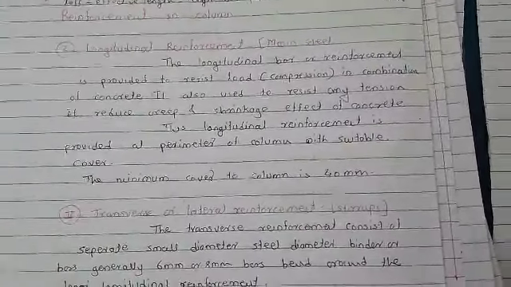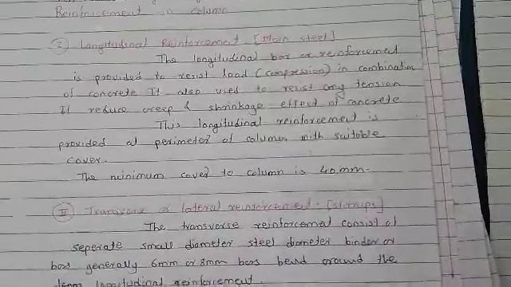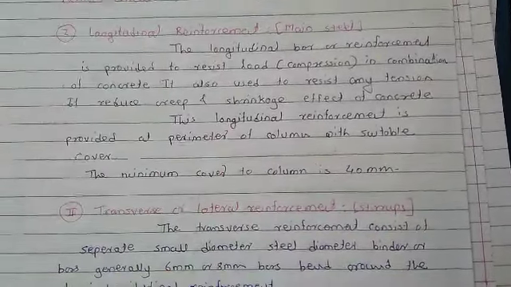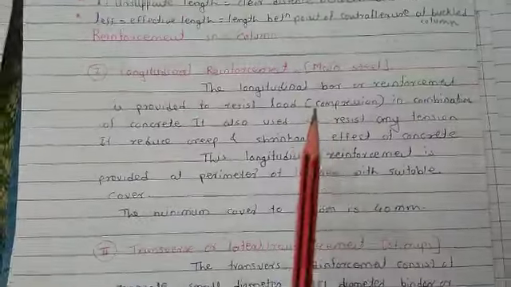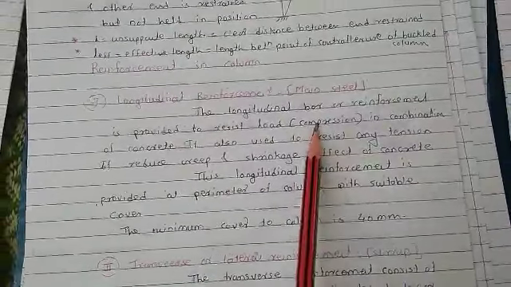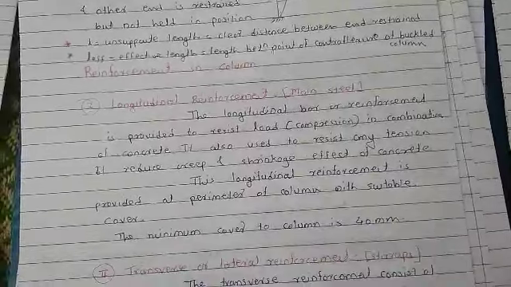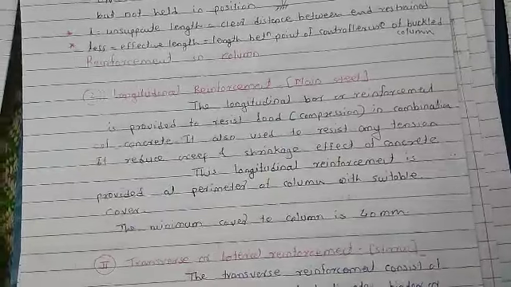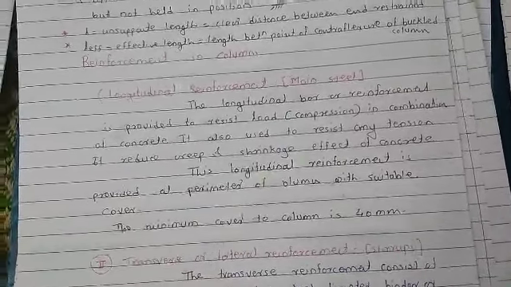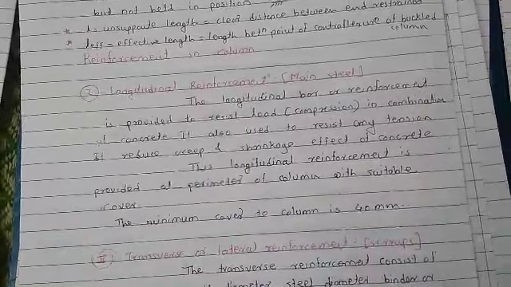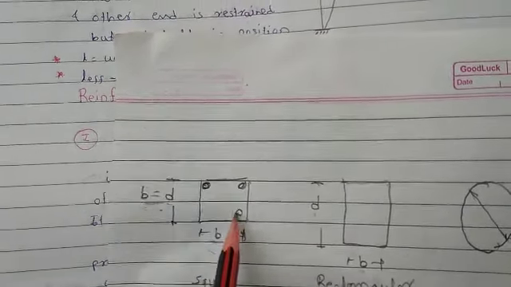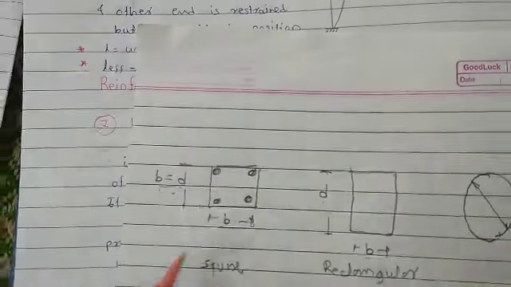The next one is the reinforcement, which type of reinforcement we provide in the column. The first type is the longitudinal reinforcement, also called the main steel. The longitudinal bars are provided to resist the compression in combination with the concrete, and they are also used to resist the tensile forces that develop in the column, and to reduce the creep and shrinkage effect of the concrete. Generally, we provide the column's longitudinal steel exactly at the periphery of the column.